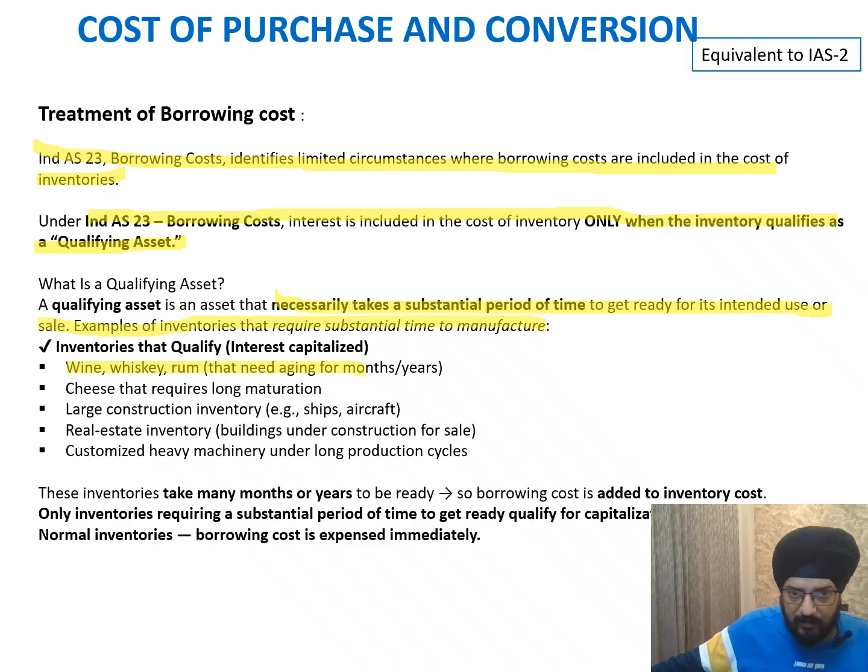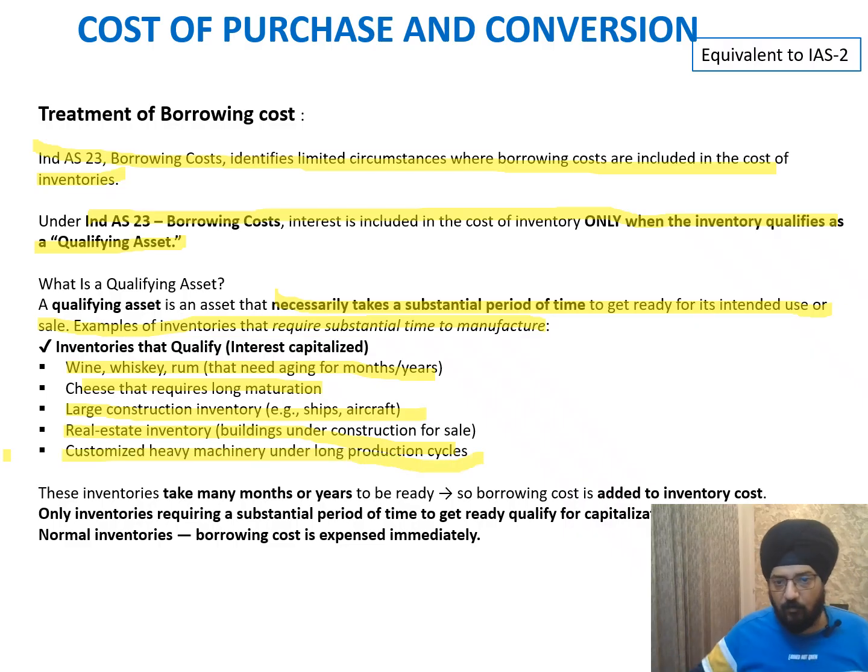wine, whiskey, or rum that needs aging for months and years, cheese that requires long maturation, large construction inventory, for example ships and aircraft, real estate inventory, buildings under construction for sale, and customized heavy machinery under long production. So what does this mean?